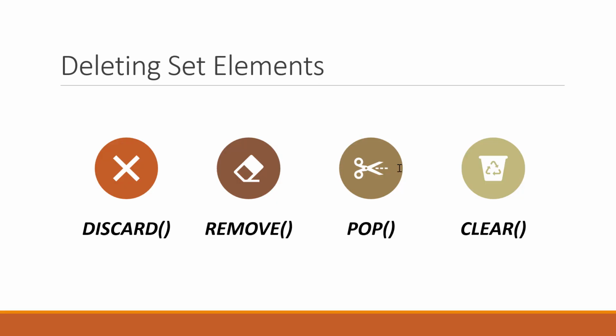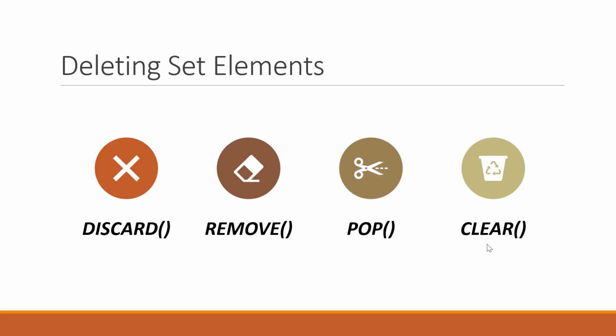If I talk about all these methods, the pop method is utilized to remove the very last element from the set. As sets are unordered, we will not be able to know which element is last, and it will automatically remove that element. The clear method will delete all the elements from the set. It will basically empty that set.